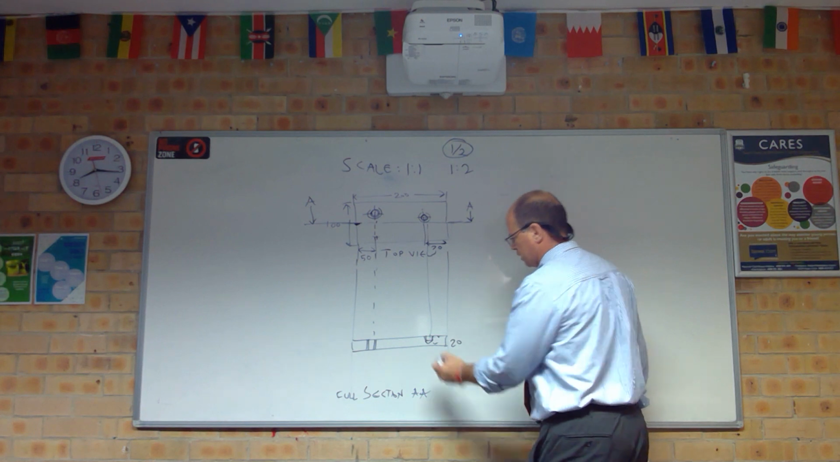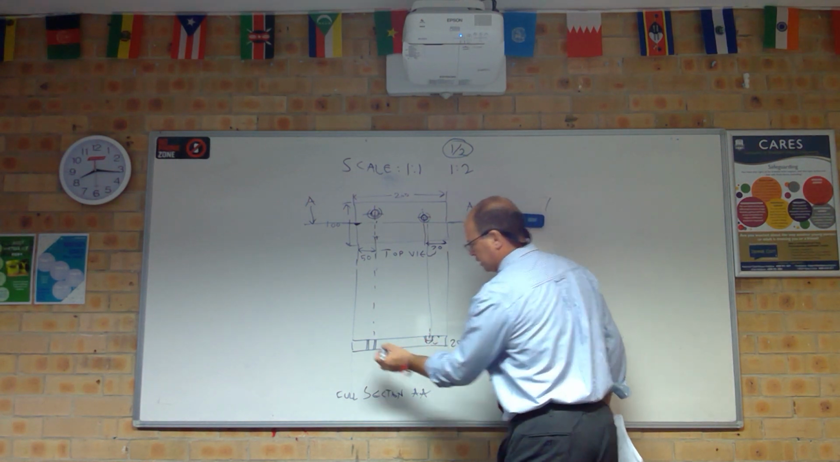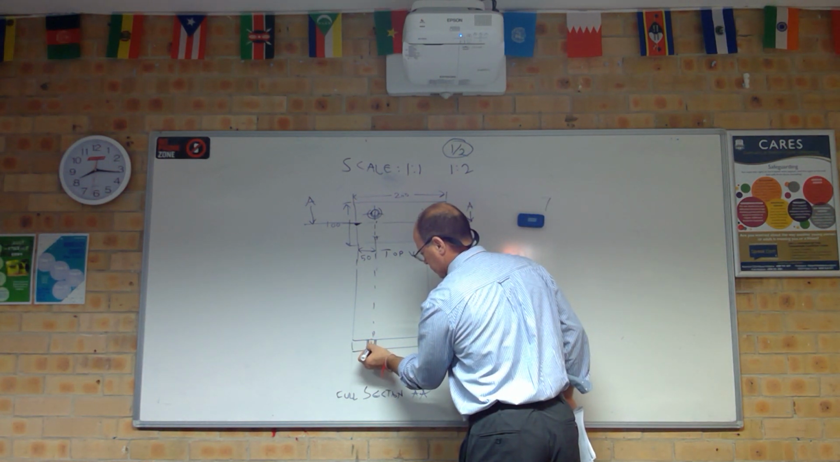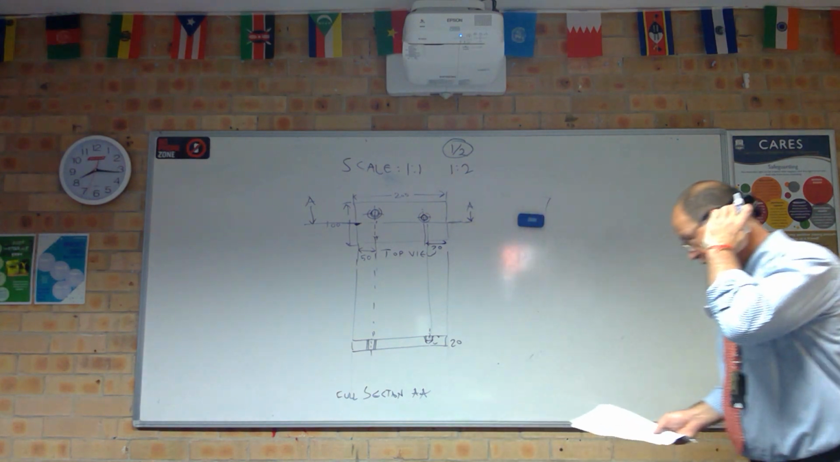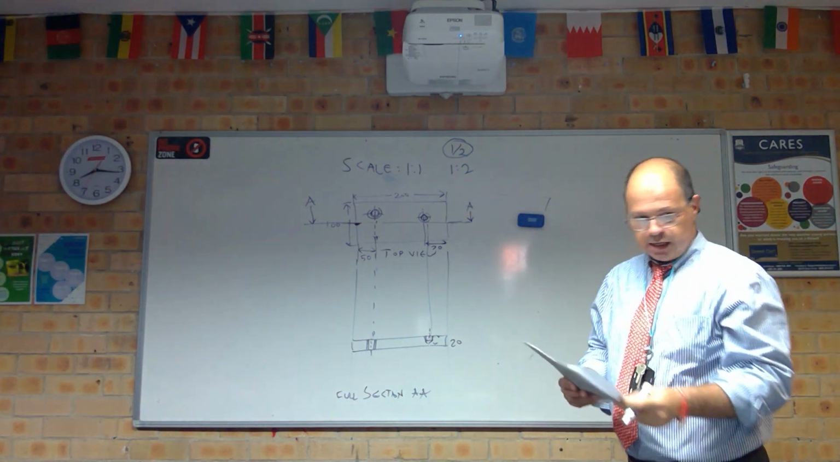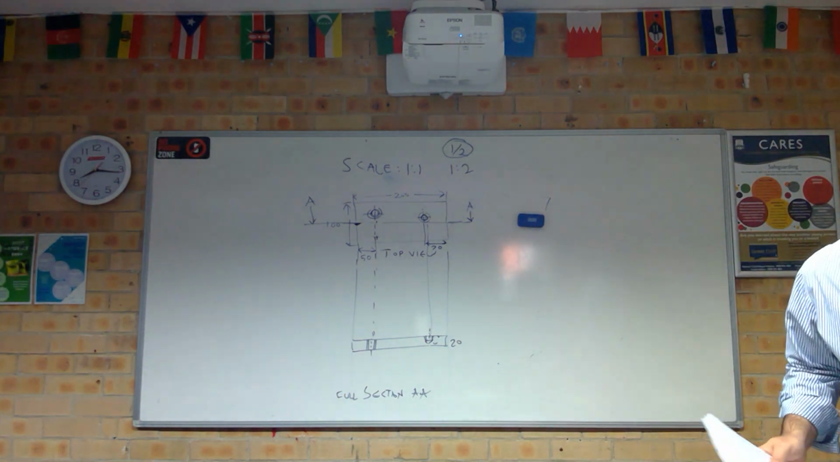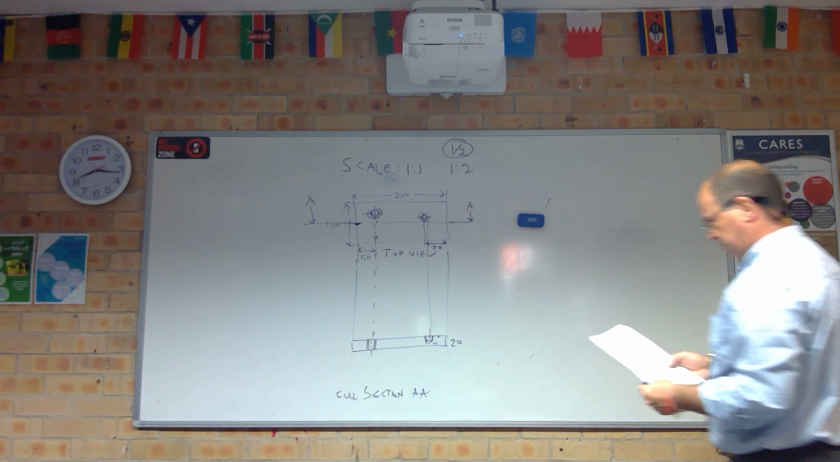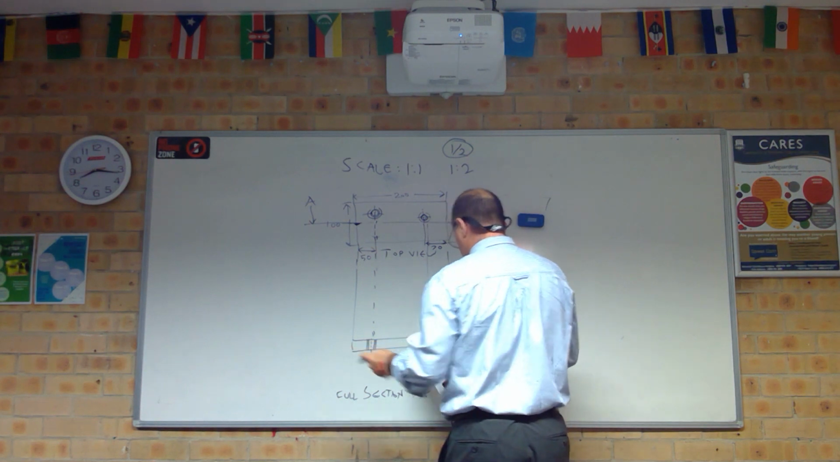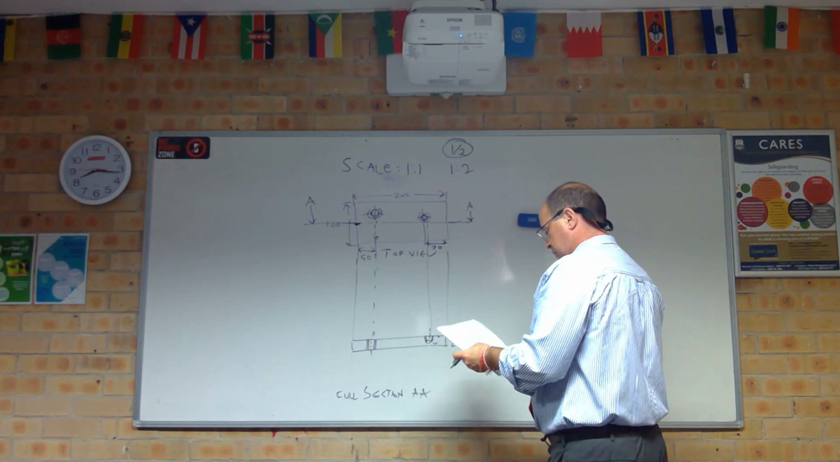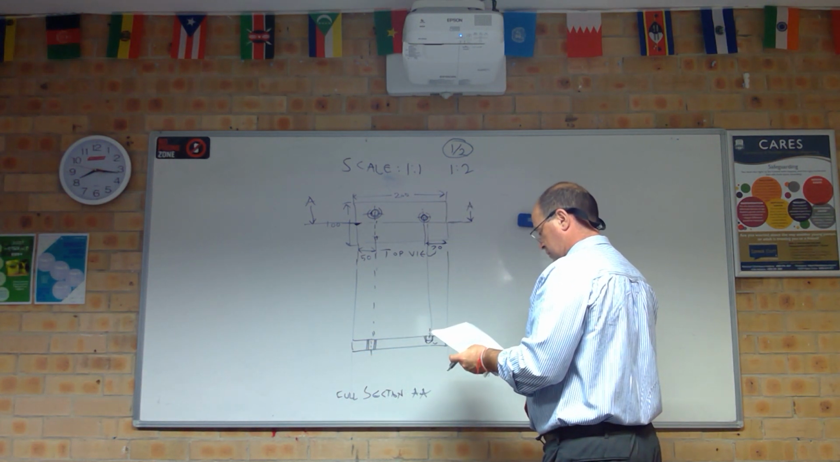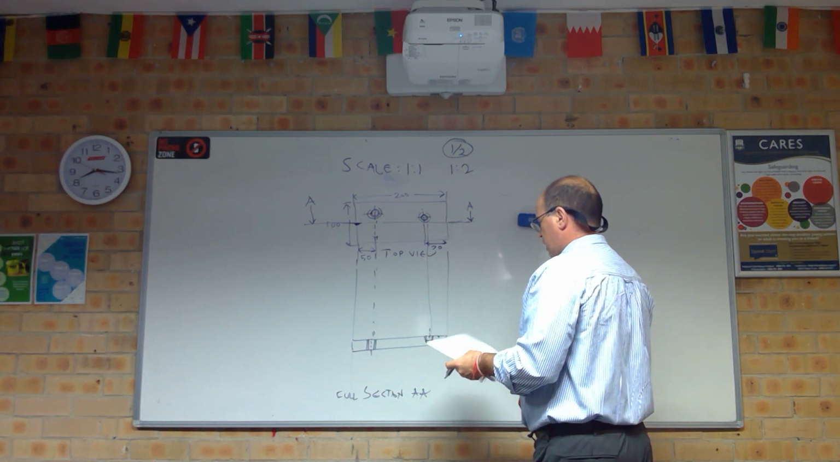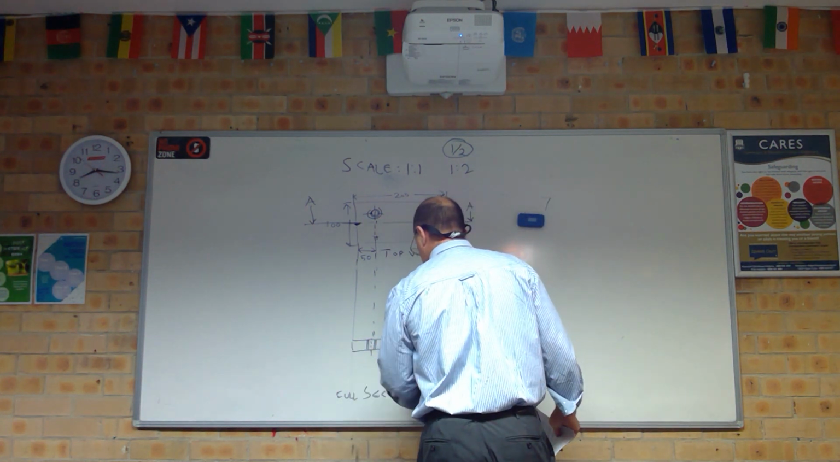Okay, what else do we need? We need a center line coming through, because we need to show our center lines. And obviously these need to be the right dimensions as well. And that's your full section AA.